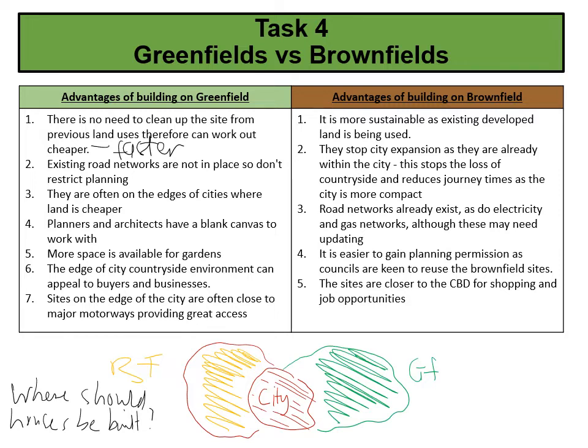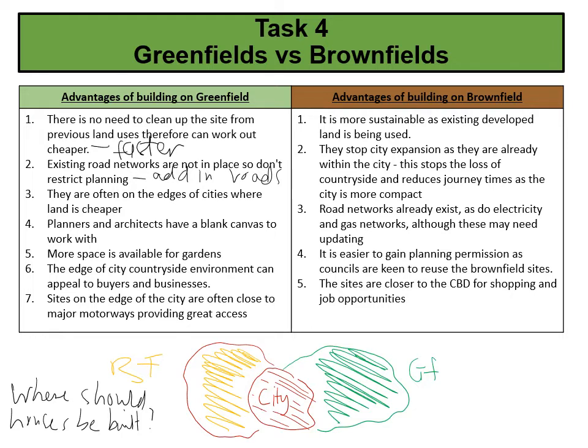Existing road networks are not in place. That won't restrict the planning, so you don't have to think about, well, they need to be close to this road, or there's a bypass, so we can't build high houses there. So there's a benefit that it doesn't restrict planning, but it's also a negative because then they'll also have to add in these roads. So I would say that was actually a downfall of building on a greenfield site.